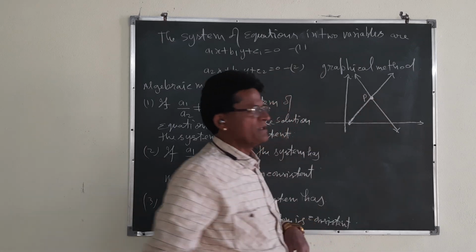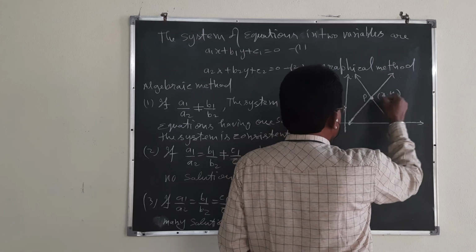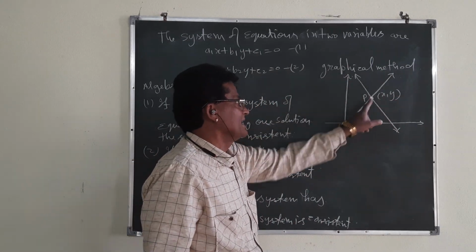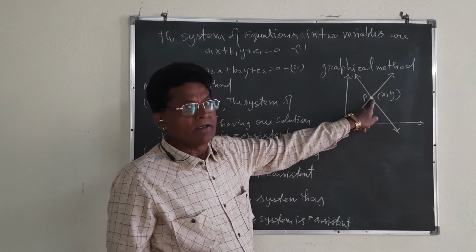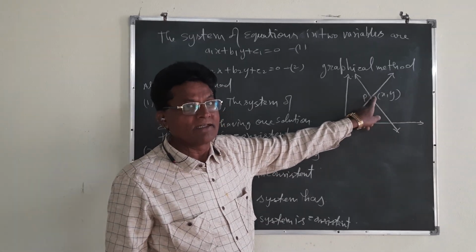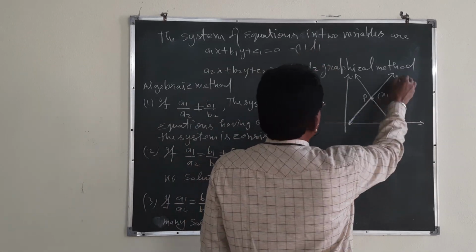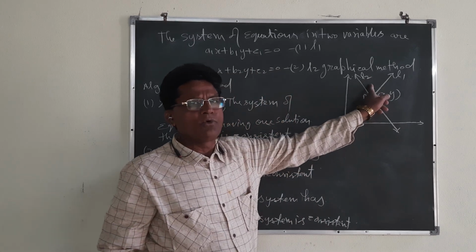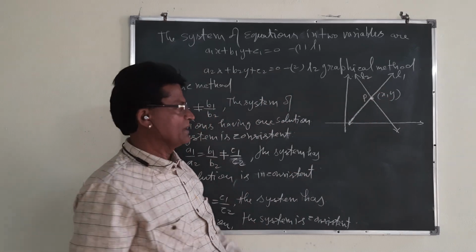Suppose this point is to be denoted by x and y. Only one solution will be there because the lines intersect at one point. That is why only one solution will be there, because this point is common in both the lines. What lines? L1, L2, let me take. This is L1 and this is L2. I mention L1, L2 over here for your convenience so that you will understand.